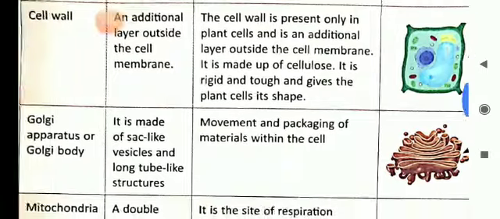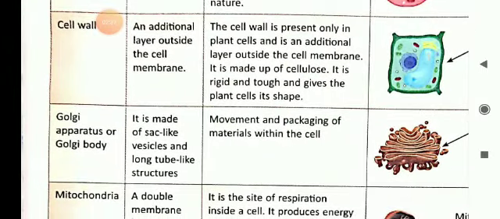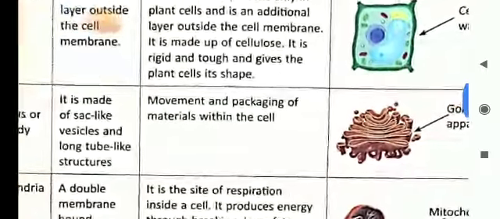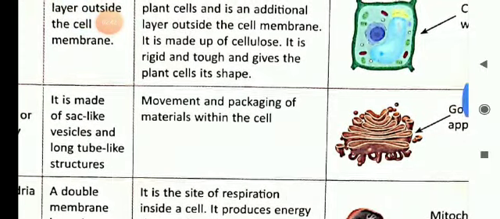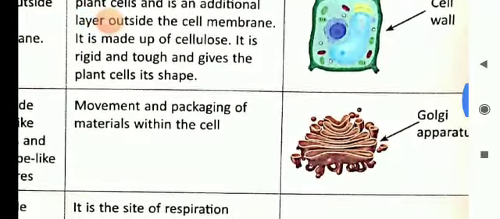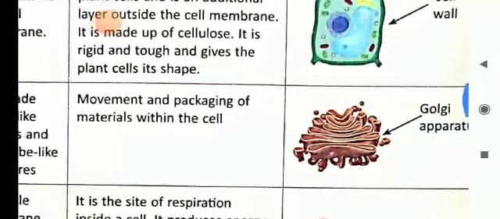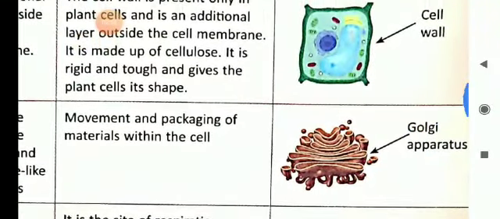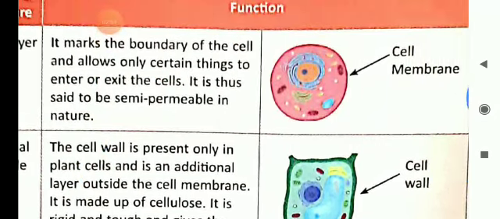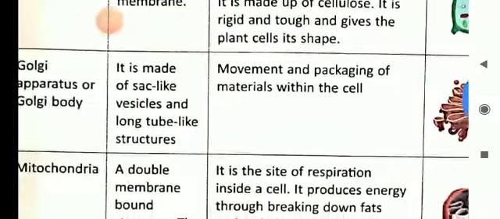Third is Golgi apparatus or Golgi bodies. It is made up of sac-like vesicles and long tube-like structures. See here, the tube-like structure is there, and the function is the movement and packaging of materials within the cell. Movement and packaging of materials can be done by these Golgi bodies.